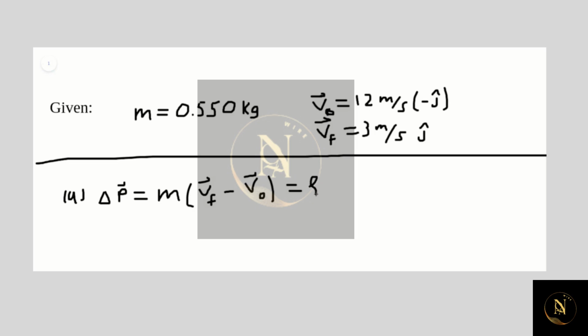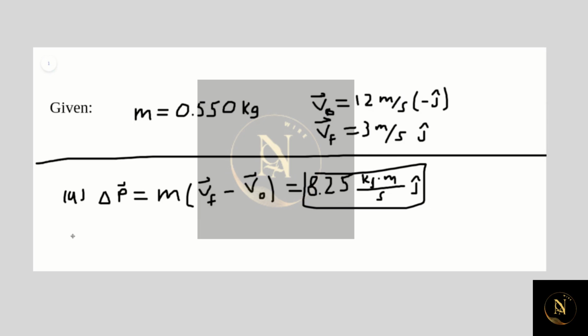So this comes out to be 8.25. Units here are kilograms times meters per second since it's momentum. And this is in the positive j hat direction. So we can box that in as our solution to part A.